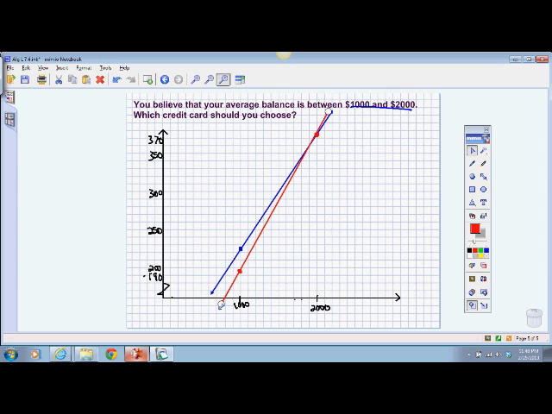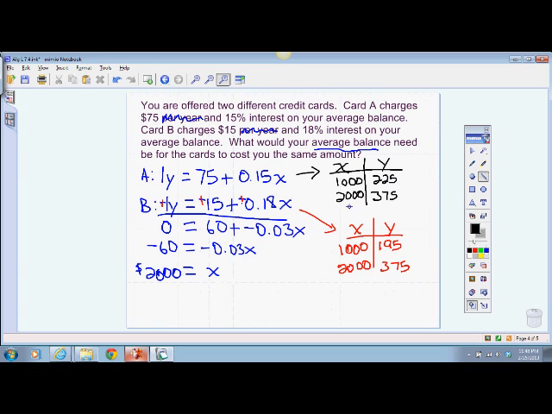This gives us a visual to see which credit card we'd rather have. We think our daily balance is going to be between 1,000 and 2,000. So which credit card would you like to have? Remember, this represents the amount of money you're paying. If it was me, I want to have the one line in red here because it's a little bit less than our line in blue. So that represents credit card B.